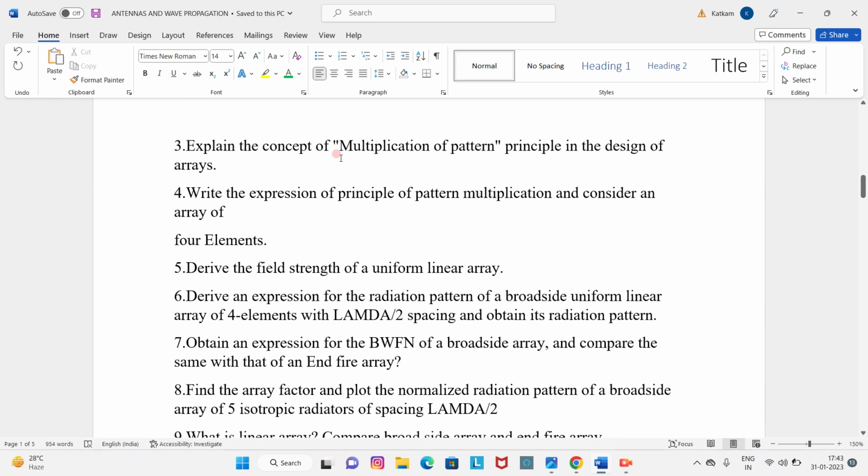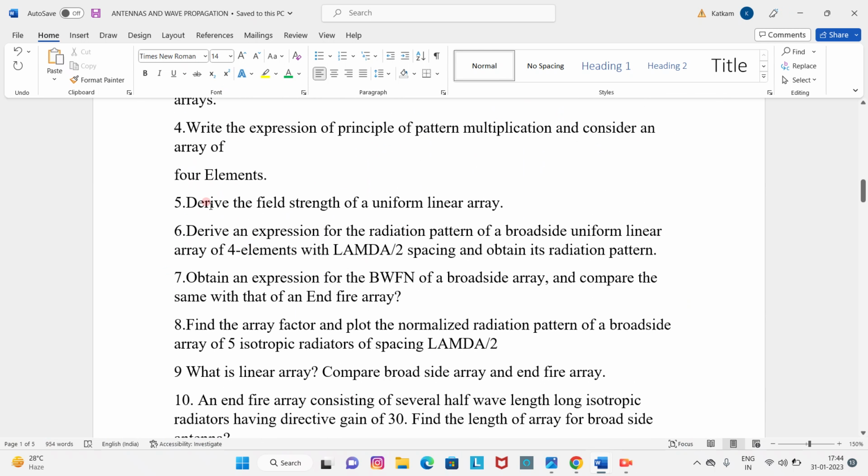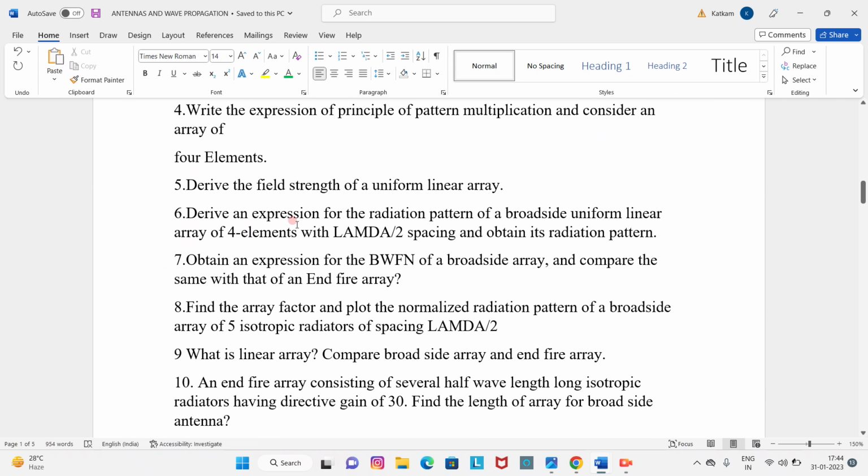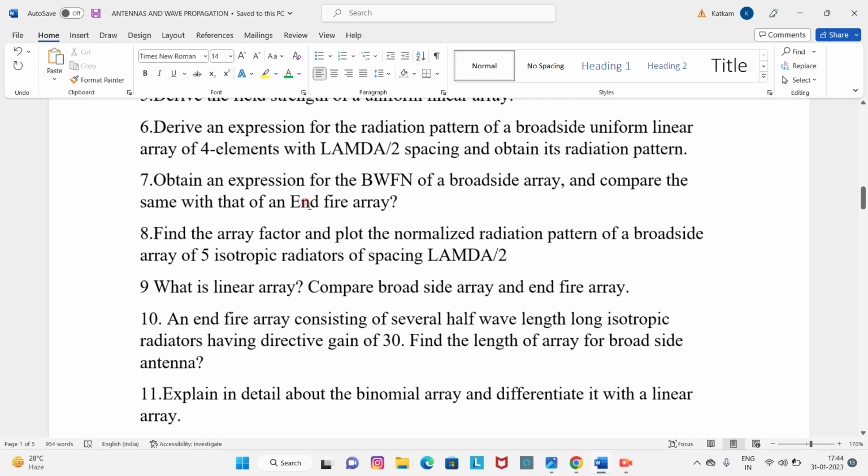Sixth question, derive an expression for the radiation pattern of a broadside uniform linear array of 4 elements with lambda by 2 spacing and obtain its radiation pattern. Seventh question, obtain the expression for the BWFN of a broadside array and compare the same with that of an end fire array. Eighth question, find the array factor and plot the normalized radiation pattern of a broadside array of 5 isotropic radiators with spacing lambda by 2. What is a linear array? Ninth question, compare a broadside array and end fire array.